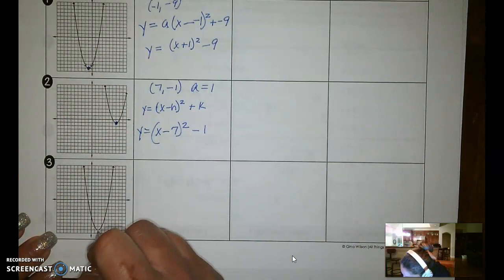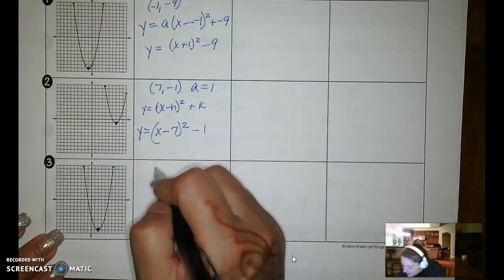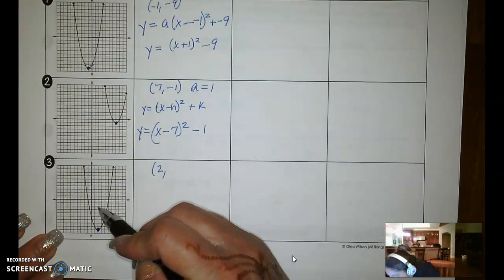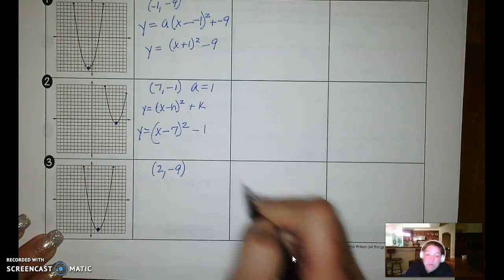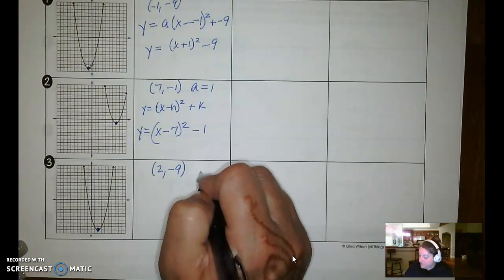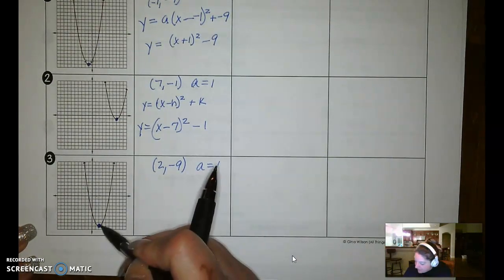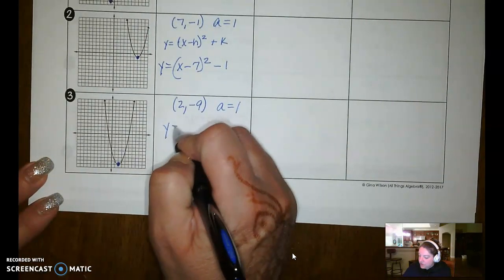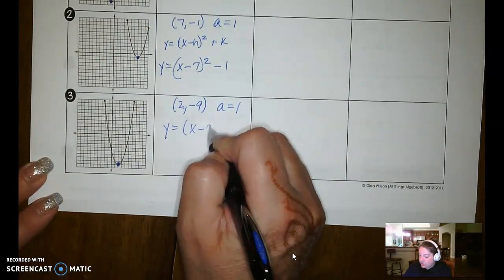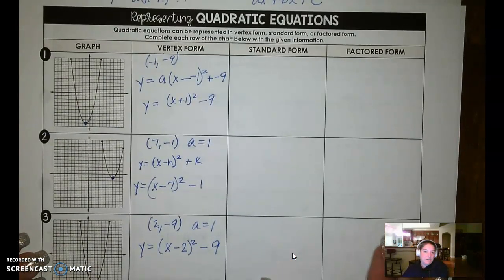Okay, let's go do that again. Vertex down here. So it looks like I'm at 2, -9. And I'm hoping, by the way, that you said that that was a minimum value. Okay, so A is also equal to 1 again. By the way, if you noticed, for every x number, this goes over 1, that goes up 1, this goes over 1 and up 1. Okay, so our A value is 1. So let's do it again. So I'm going to do x minus h, which is 2, and then -9. So there's my vertex form.